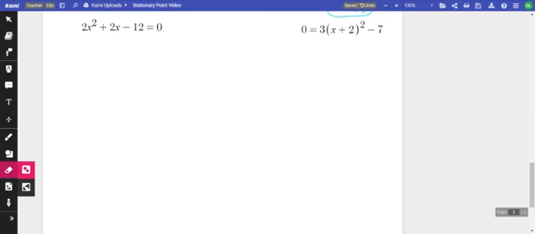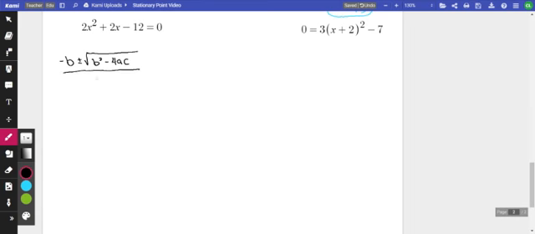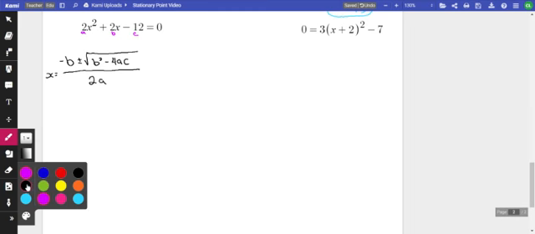So if I try the quadratic formula, if you remember it, it is negative b plus or minus the square root of b squared minus 4ac all over 2a. And this is what x is going to equal. So in our quadratic formula, this is a, this is b, and this is c. And you want to make sure to keep the signs with the number.